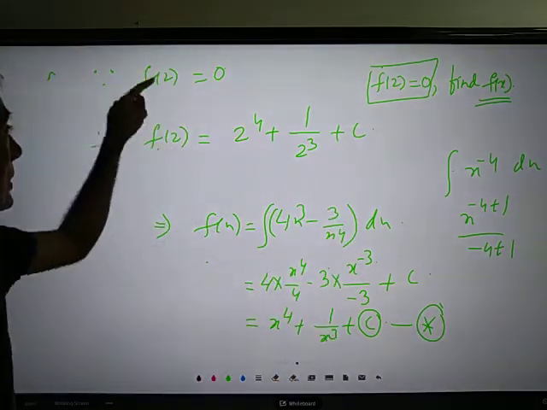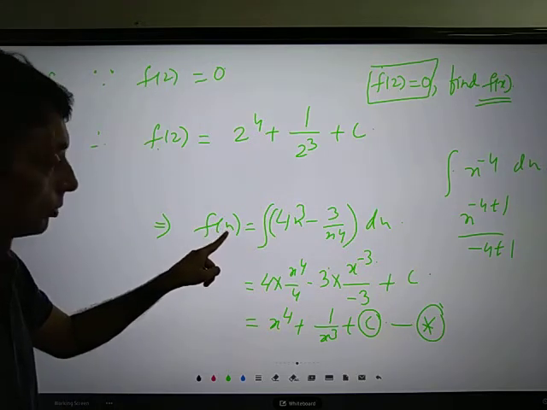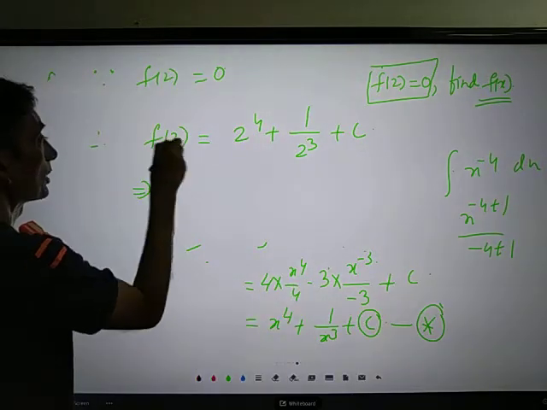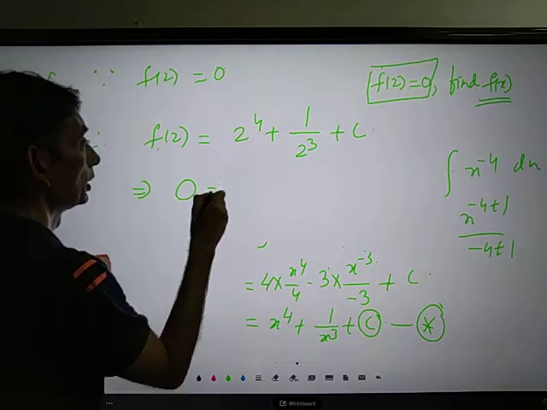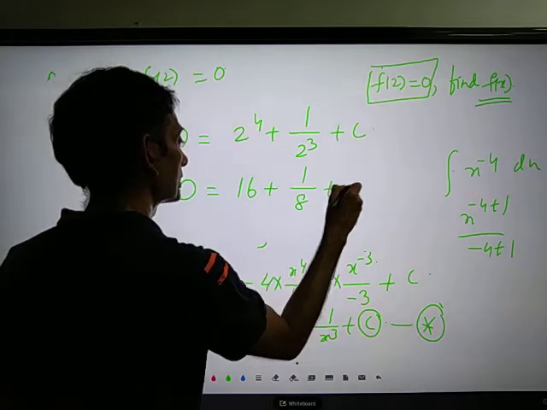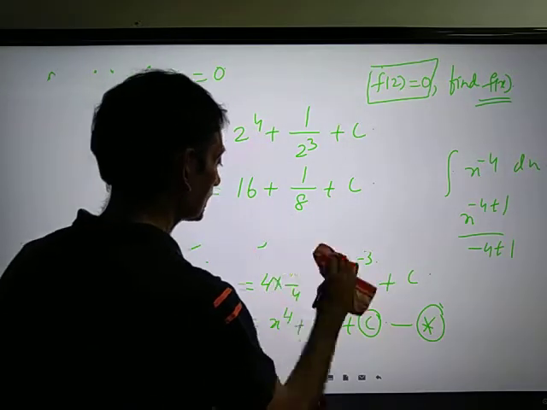Fine, because f(2) is 0 means x is equal to 2, so just put x equal to 2. Okay, what's the next step? It is already given that f(2) is equal to 0. So 2 to the power 4 is 16, plus 1 by 8, plus c. So now just get the value of c.